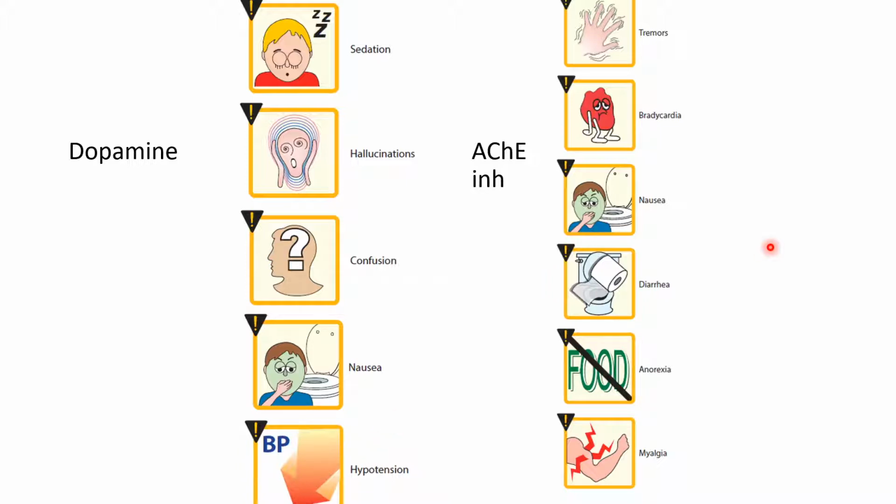The adverse effects of anticholinergic drugs like benztropine include tremors, bradycardia, nausea, diarrhea. Anorexia is a disliking of the food, so decreased appetite, and myalgia. So myalgia is pain in the muscles.